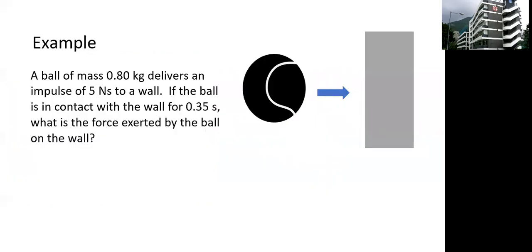Let's have a look at an example. Here we have a ball of mass 0.8 kilograms, and it delivers an impulse of 5 newton seconds to a wall. The ball is in contact for 0.35 seconds with the wall, and we're being asked to find the force that the ball exerts on the wall.